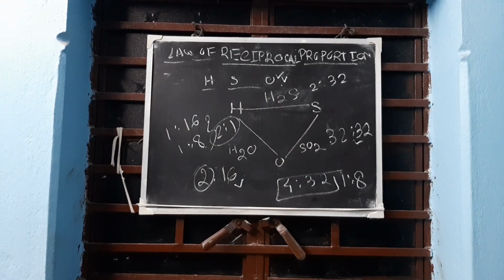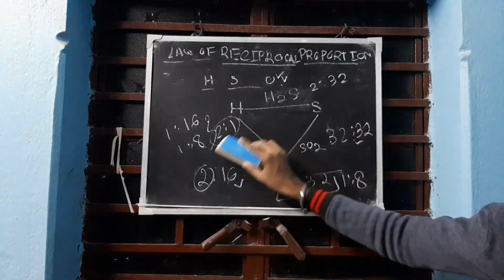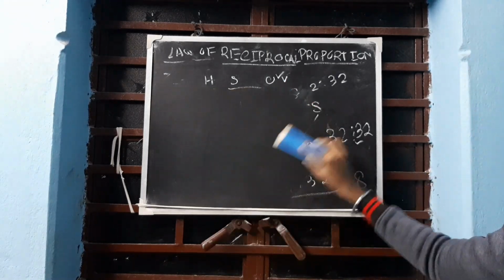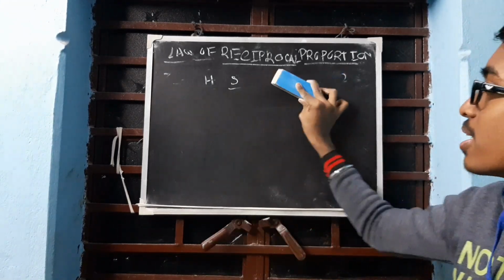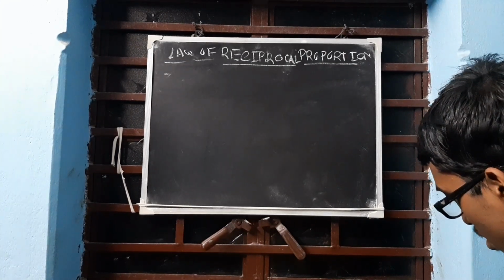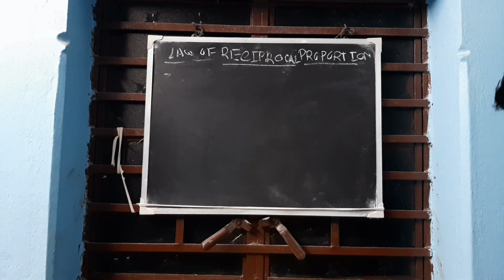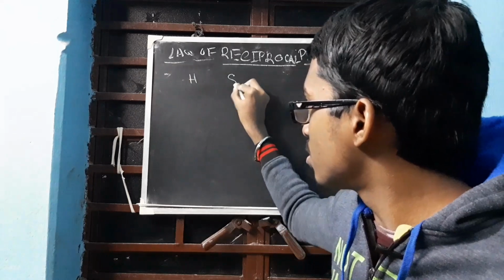It is a very confusing one, I can understand. Understood or not understood? This is the law of reciprocal proportion. Explaining once again the law of reciprocal proportion, same example I am stating again. I know it's a little bit confusing. We have taken 3 elements because the law states 3 elements. What are the 3 elements? Hydrogen, sulfur, oxygen.